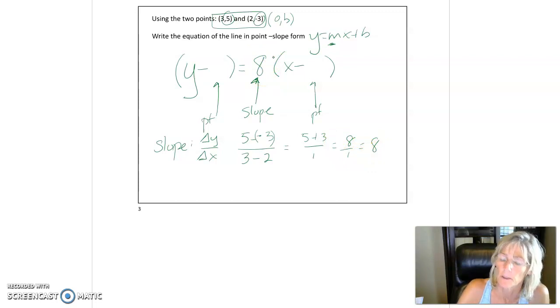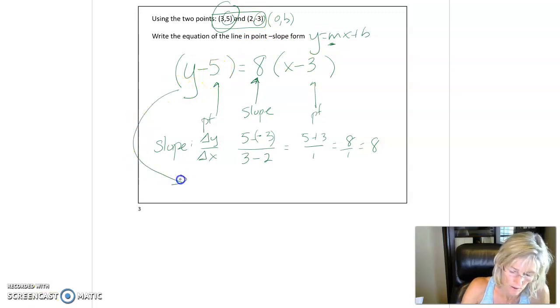So now I have my 8. Now I need to pick a point, and I'm going to pick the first one. It makes no difference. So now I'm going to plug in 3 and 5. So my x always goes next to my x. So this is a positive 3, and this is a 5. If I wanted to use the other point, I would plug in 2 and negative 3 right there.